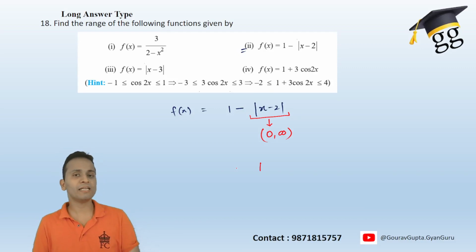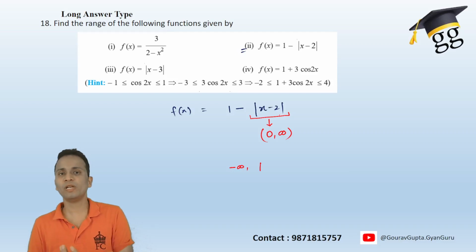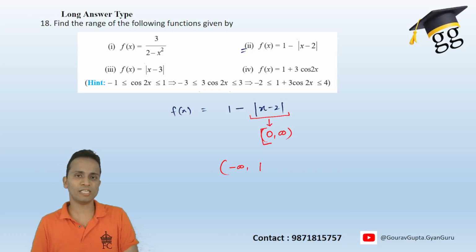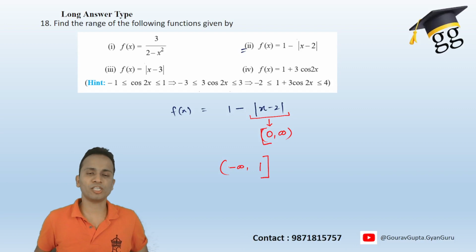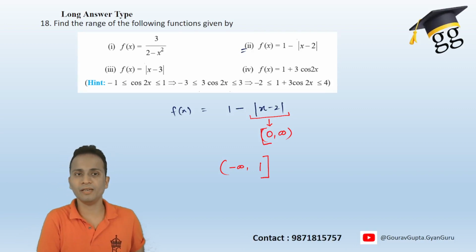Okay, and it can be taken up till minus infinity. Okay, so जैसे जैसे modulus of x minus 2 increase होता रहेगा, 1 minus this value will keep on decreasing. All right, so it can go up till minus infinity, right? Okay, and this value of modulus of x minus 2 can be 0 as well. So 1 minus 0 is 1. So this will be the range of this function, minus infinity से 1 तक, 1 will be included.